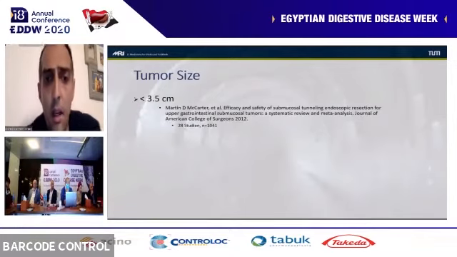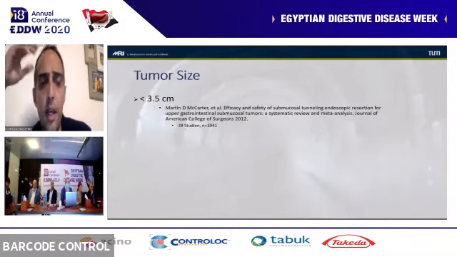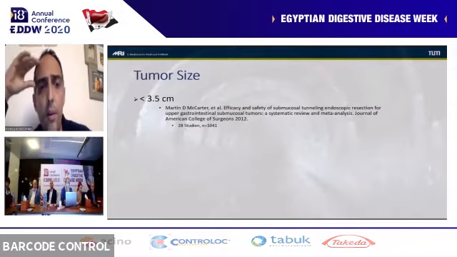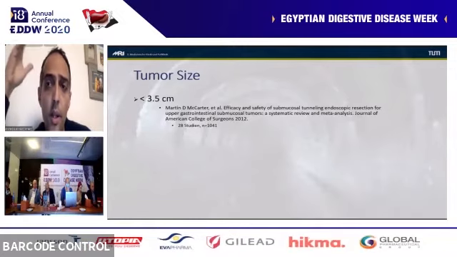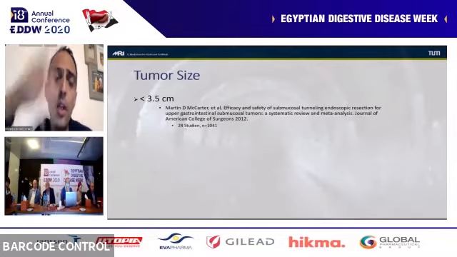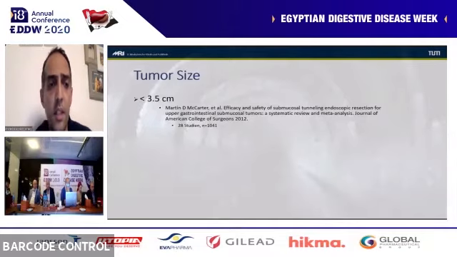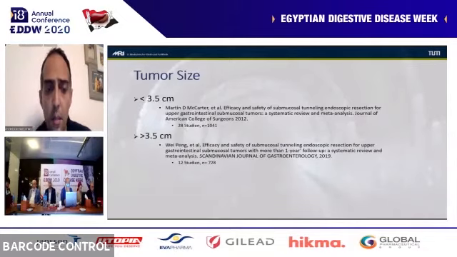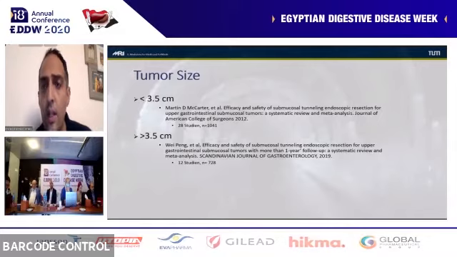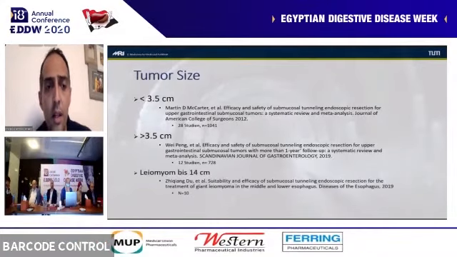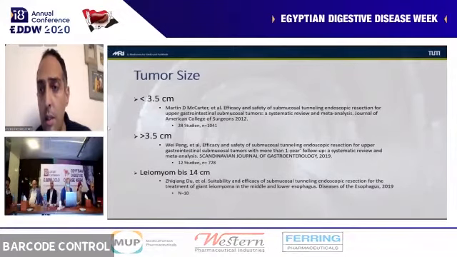This is a meta-analysis that included 28 studies, including 1,000 patients. They concluded at the end that you shouldn't remove lesions bigger than 3.5 centimeters. Another meta-analysis came later on. They said you can remove lesions bigger than 3.5 centimeters. In this case series, they removed up to 14 centimeter submucosal tumors.